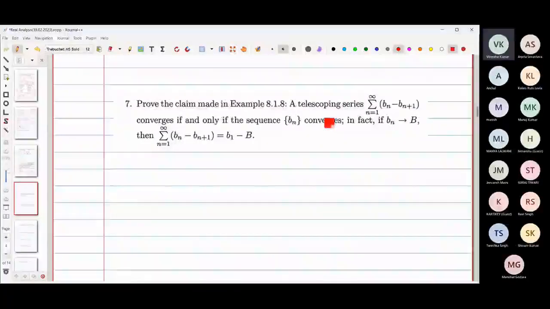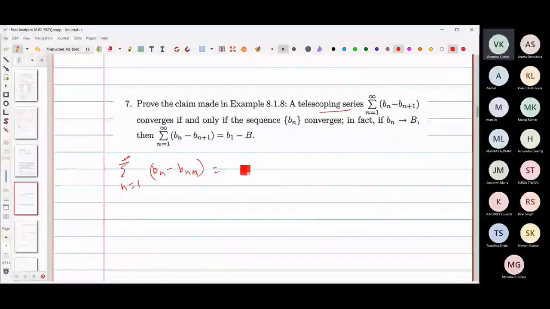This is a telescopic series. We have done it already. This one: summation n equals 1 to infinity, and this is bn minus bn plus 1.